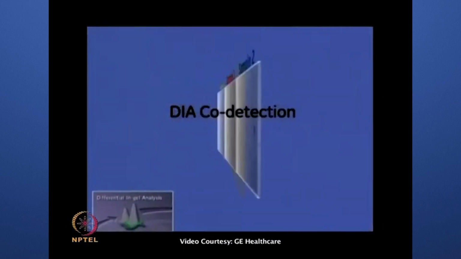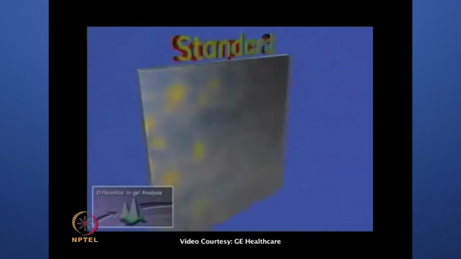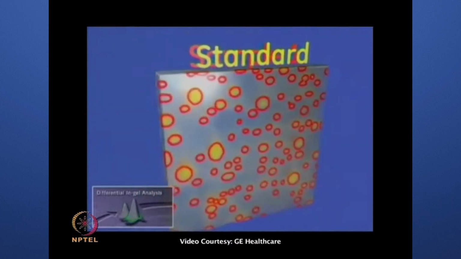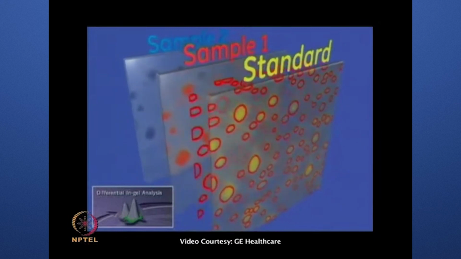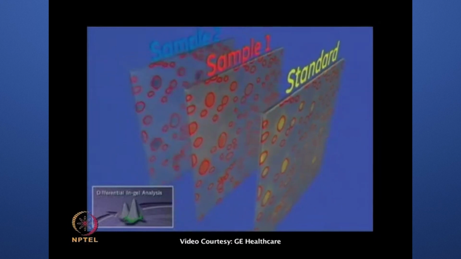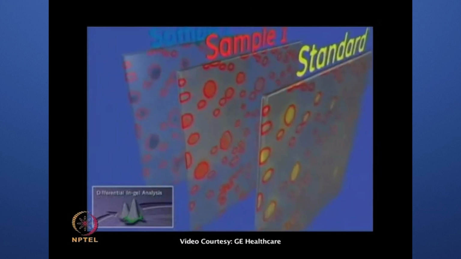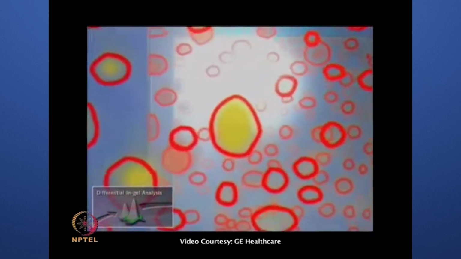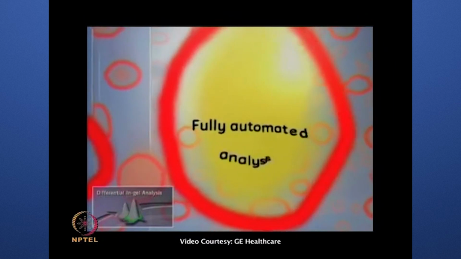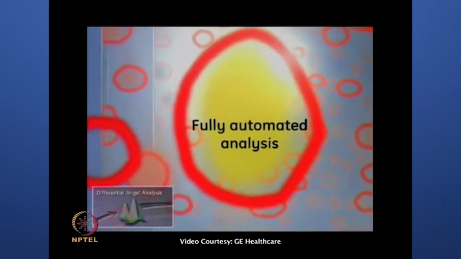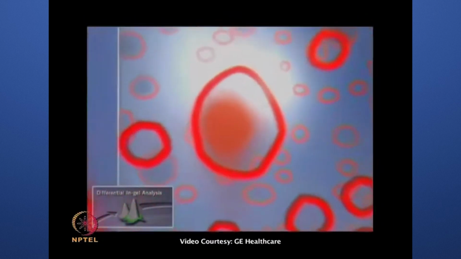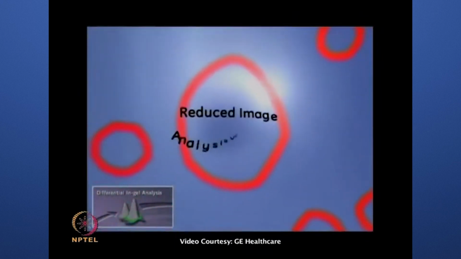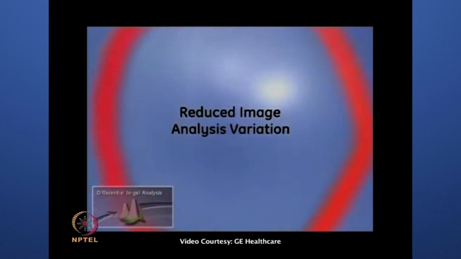Then in DIA there will be a co-detection. The co-detection is nothing but this: there is a standard gel which is labeled with Cy2, and from the same area we are extending the remaining 2 images also, so that artifacts can be minimized. Again, this is a fully automated analysis. There will be very little manual interference in this analysis.